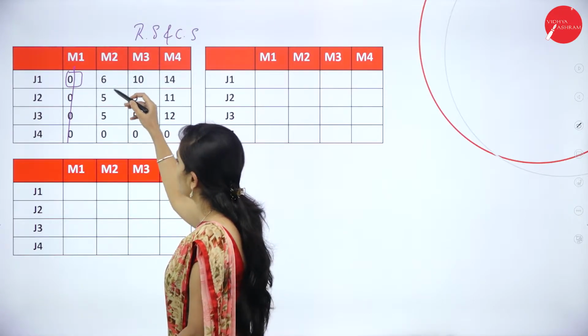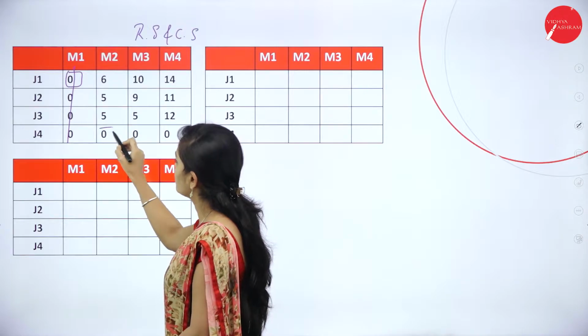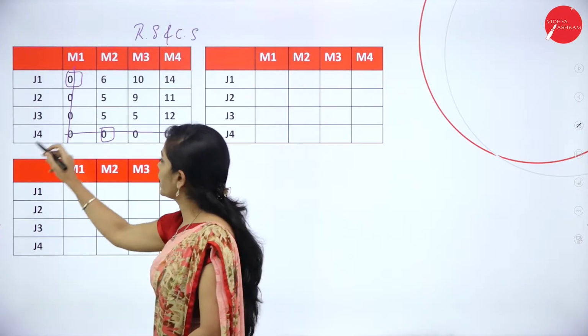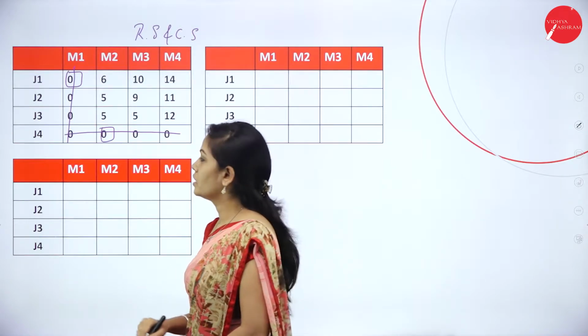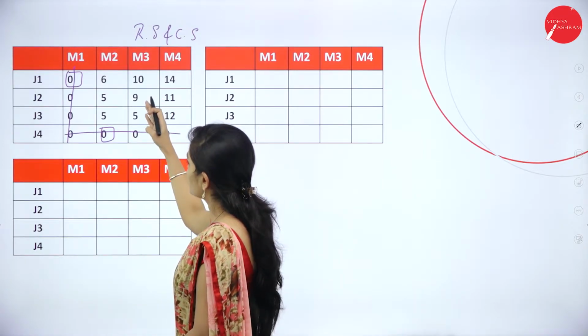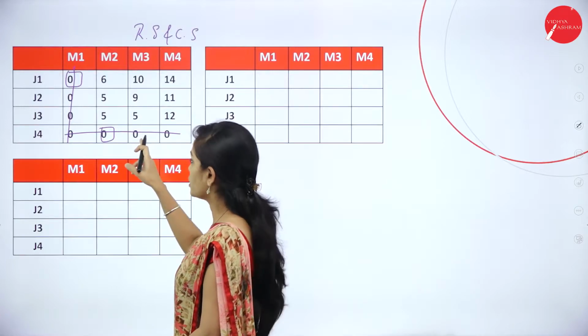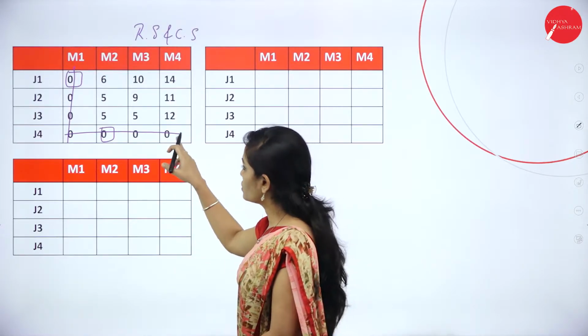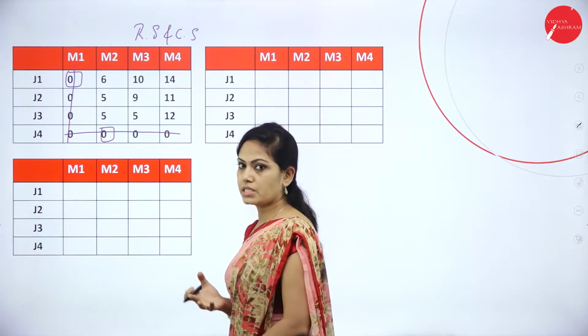In the second column, I have only 1 zero. Put a square box around that zero and put a horizontal line. Now in the third column, I don't have any other zero. Zero is cancelled here. In the fourth column also, I don't have any other zero. Zero is cancelled. So what is the next step?